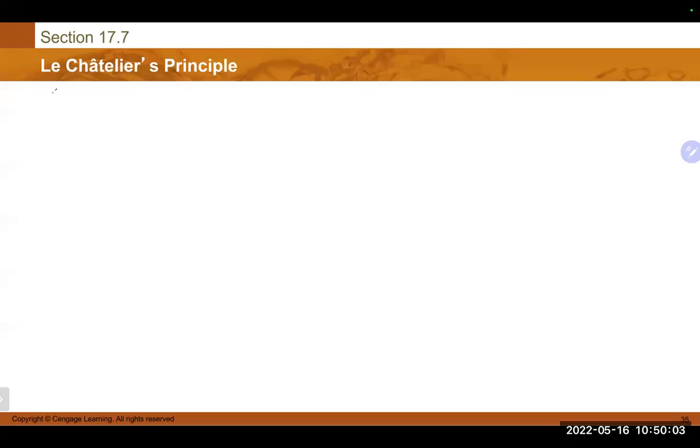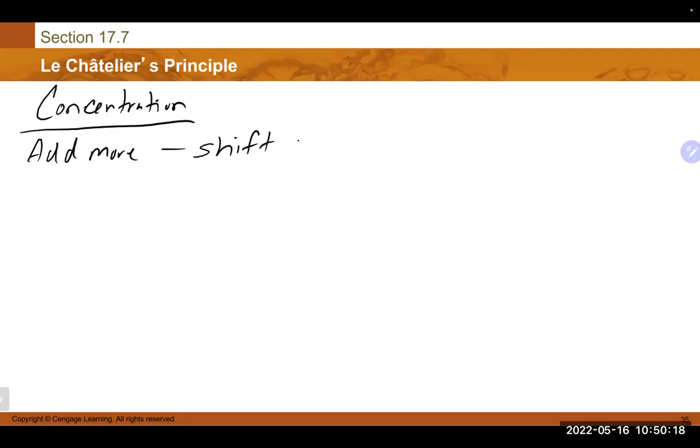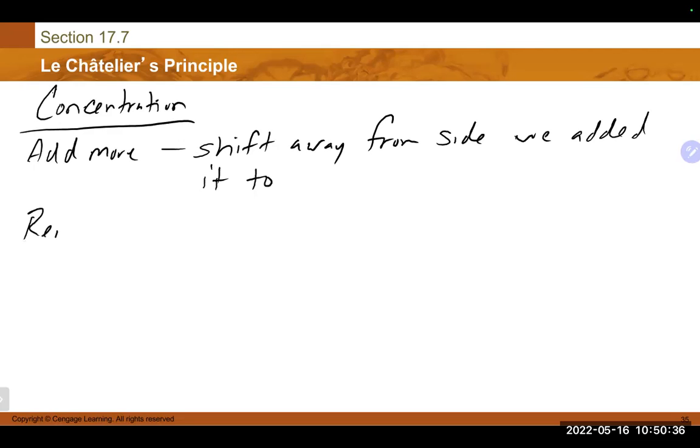So the first thing we're going to look at is what we dealt with in that lab, which was concentration. And obviously, there are two things you could do to it. You could add more, and when we add more, it does shift away from the side we added it to. So think of it as add away, AA. It's a good way to remember that. The other thing we could do is remove, and when we remove, it will shift towards the side you removed it from.